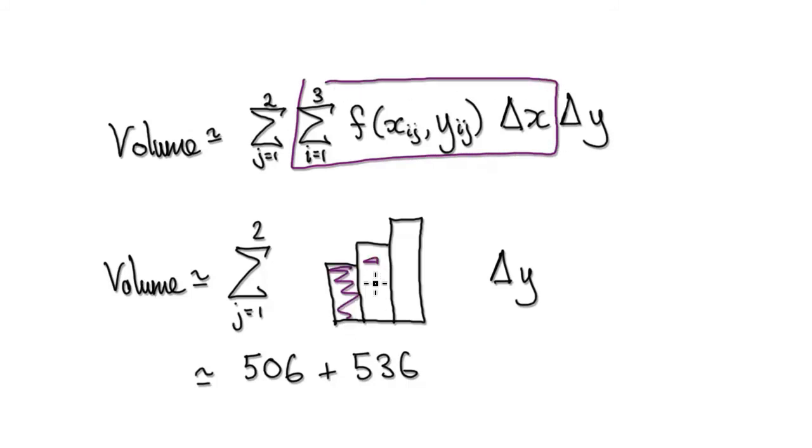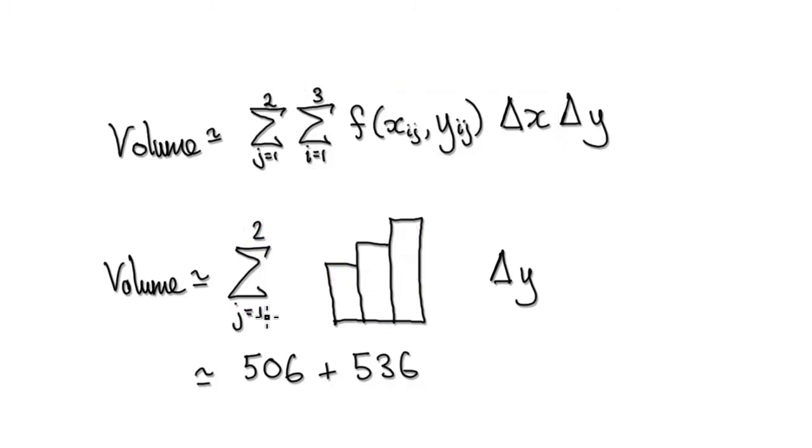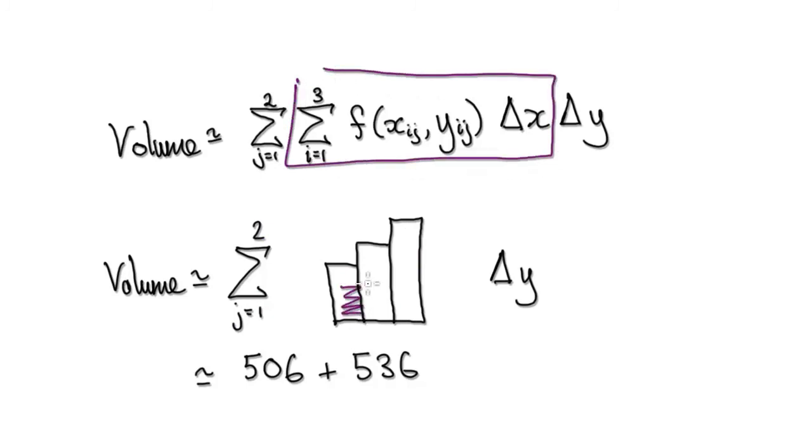1, 2, 3. So when j equals 1, it gives us the first 3 strips, and then don't forget this gets incremented, and then it will give us a second set of 3 strips. But let's look at when j equals 1. This thing here is really the summation of 3 strips. So it's really an area. So this is like 3 sheets of paper.